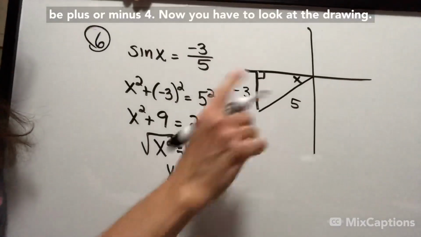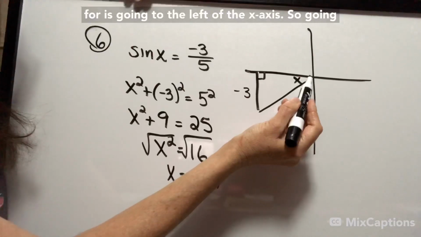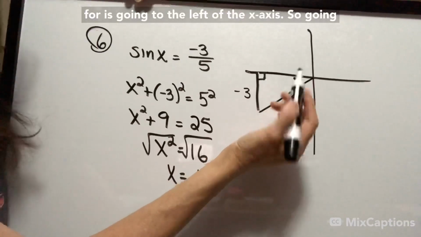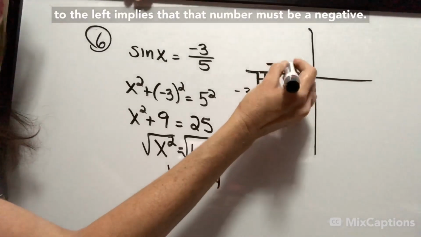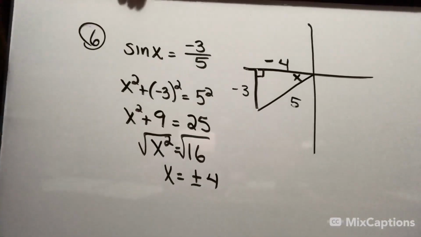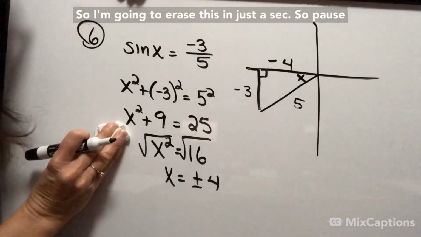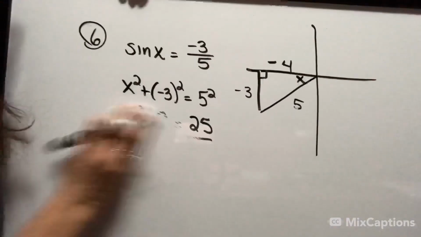Now you have to look at our drawing. We're in quadrant 3, and the piece we're looking for is going to the left of the x-axis. So going to the left implies that that number must be a negative, so it must be -4. I'm going to erase this in just a sec, so pause if you need to.